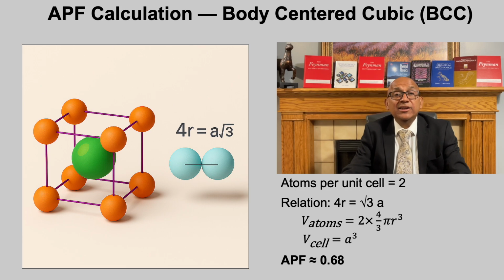Now we calculate the occupied volume: 2 atoms multiplied by 4/3 pi times radius cubed. Substituting the radius as square root of 3 divided by 4 times the cube edge, we simplify the expression and obtain the occupied volume as pi times square root of 3 divided by 8 multiplied by a cubed. Dividing this by the unit cell volume, which is a cubed, gives an atomic packing fraction of about 0.68.